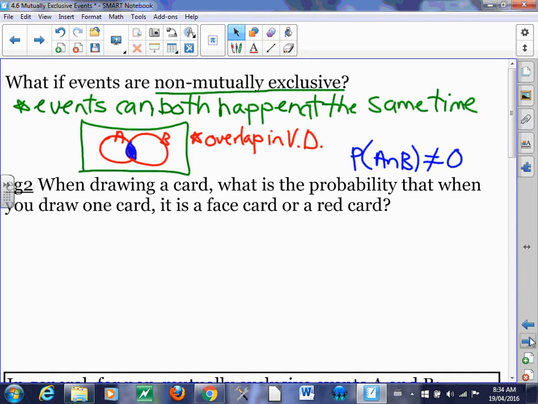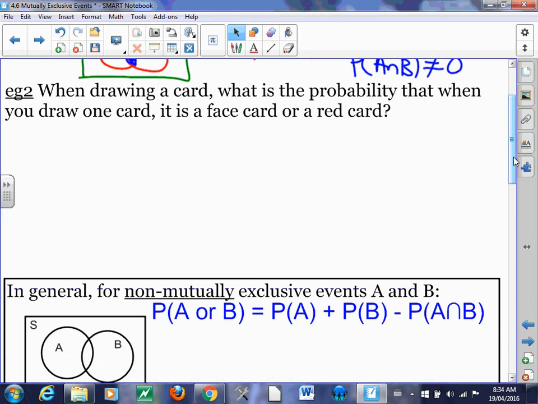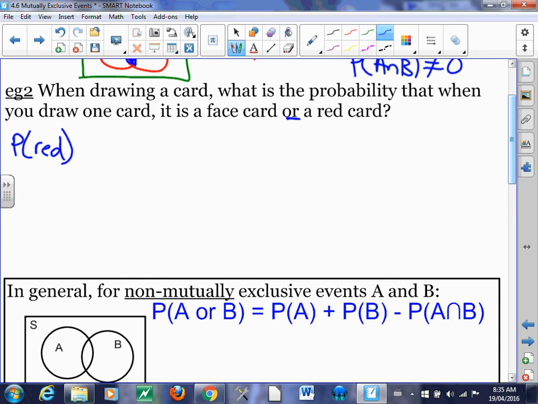Okay, so let's take a look at this, folks, in this next example. When drawing a card, what is the probability that when you draw one card, it is a face card or a red card? Okay, and remember, or means to add. So we're going to take a look at the probability of a red card first. Well, there's two suits that are red. Each suit is 13, so it should be 26 over 52. Okay, simplify that to 1/2, because half the deck is red, half the deck is black.